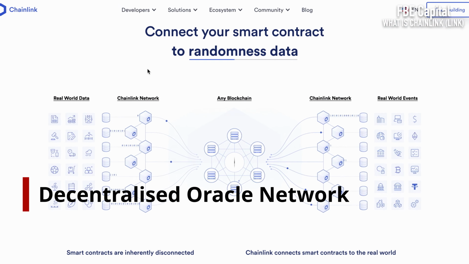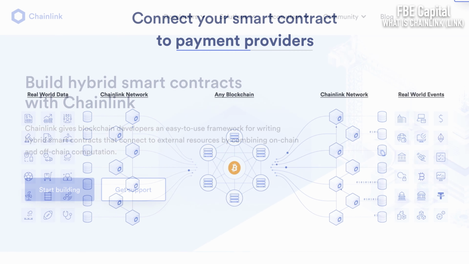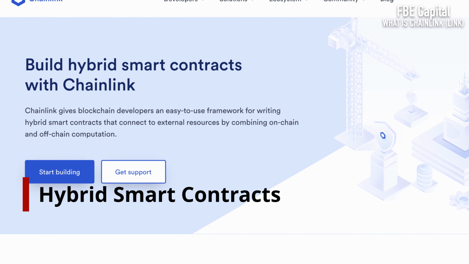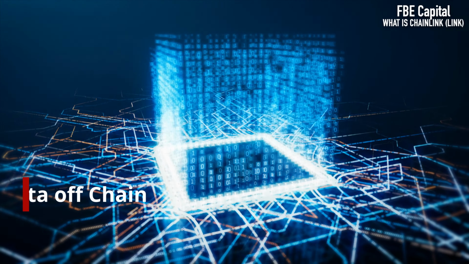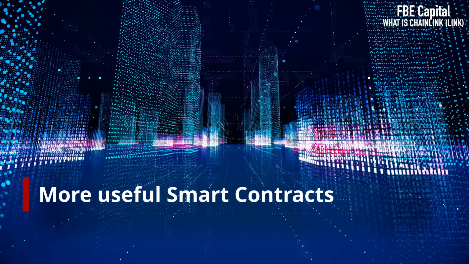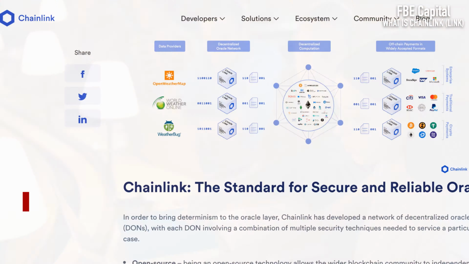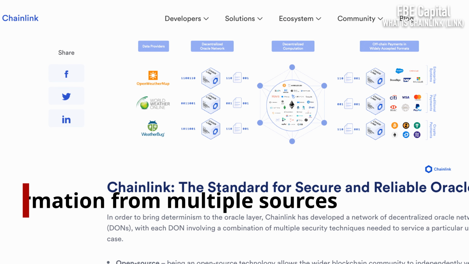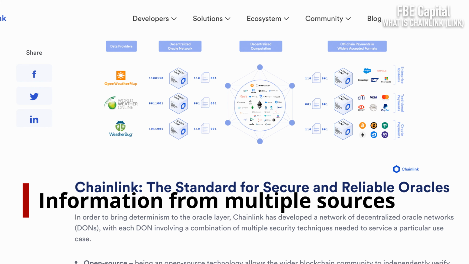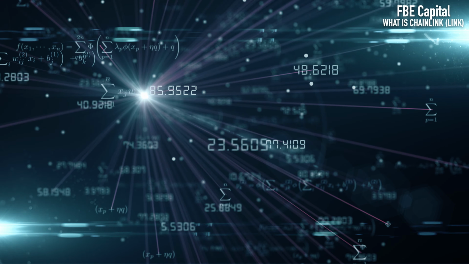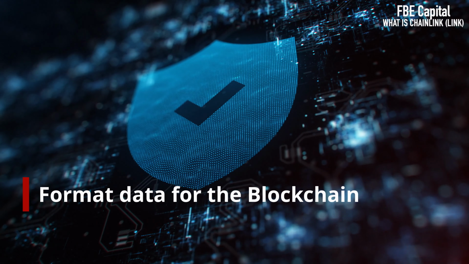Chainlink is a decentralized oracle network that allows smart contracts to access real-world data feeds, effectively making them hybrid smart contracts. These hybrid smart contracts can read and write data that is not on the blockchain, which opens the door for creating much more useful smart contracts and dApps that can be used in everyday life. As you can see here, the Chainlink Oracle network will collect information from multiple sources that are not on the blockchain, also known as off-chain, then perform the needed calculations, after which it will format this data in such a way that it's readable by the blockchain.